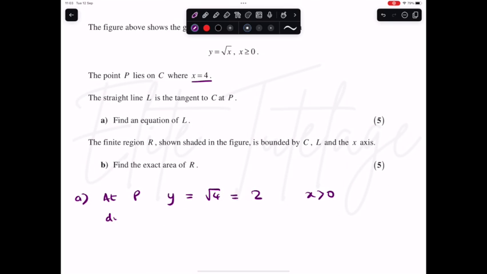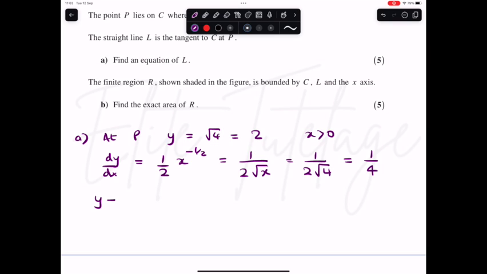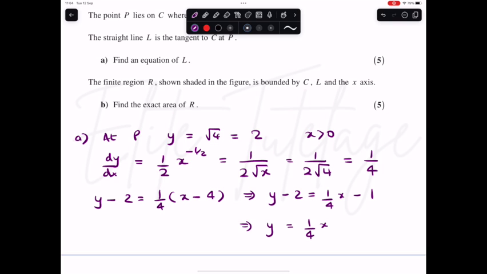And the gradient function is just differentiation, which is half x to the power of minus a half. And that can be simplified like so, and popping in the value of x as 4 will give me 1 over 4, or a quarter. Now I've got my gradient and my y value, so I can just use y minus 2 equals a quarter (x minus 4), which is the equation of the straight line. Now I'm going to simplify it slightly, and it would give me y equals a quarter x plus 1. All right, so that's part A done.